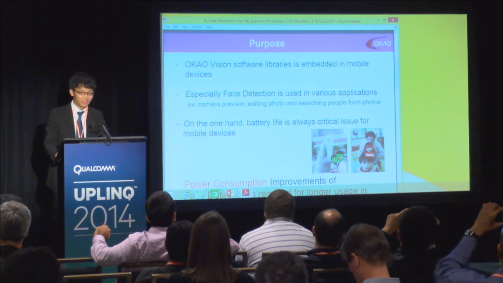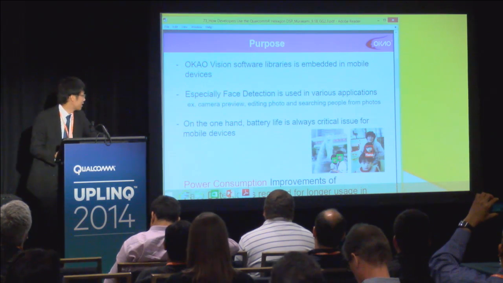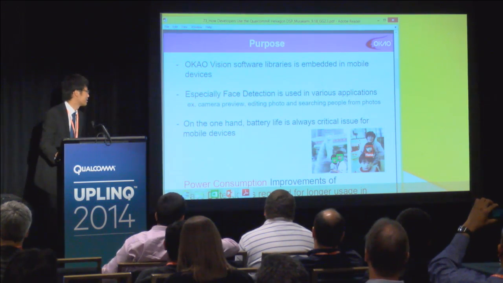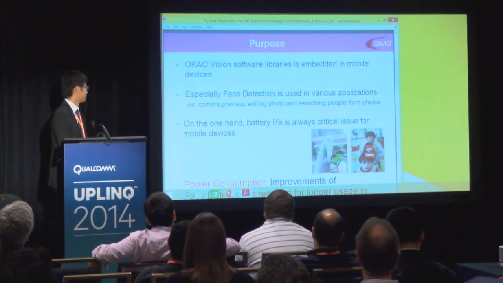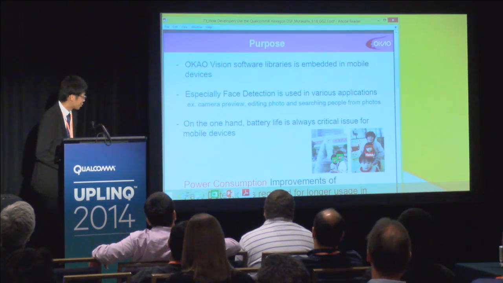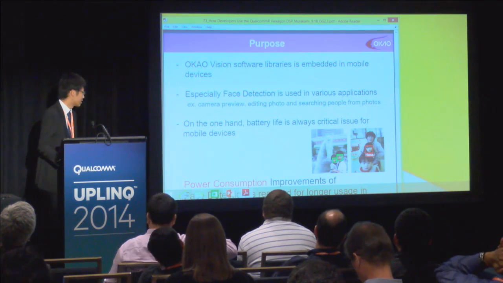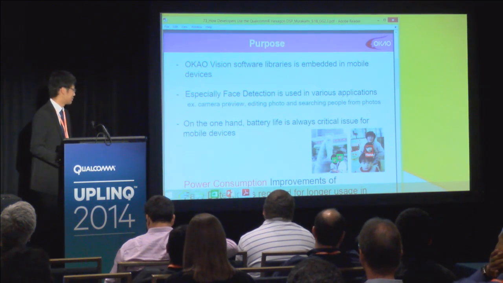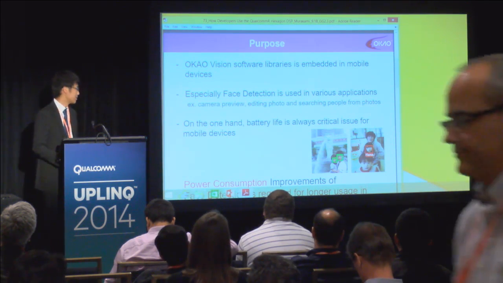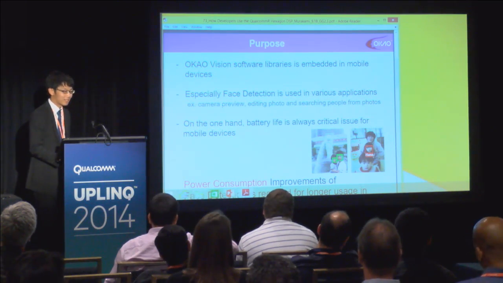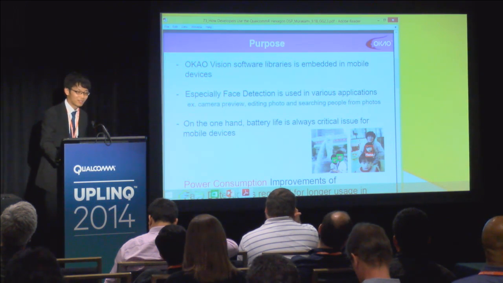We call this technology Okao Vision. The Okao Vision software library is embedded in mobile devices, and especially face detection is used in various applications, for example camera preview, editing photos, and searching for people in photos. On the other hand, battery life is always a critical issue for mobile devices.